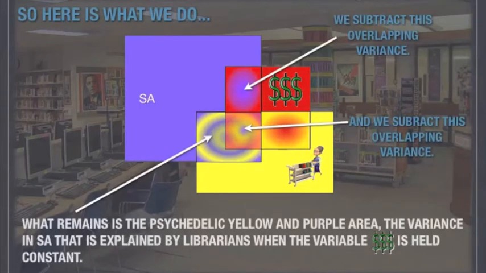So here's what we do. We take that overlapping variance between money and student achievement, and we subtract it. Then we subtract the overlapping variance in the very center, the variance in the three-colored box. What remains is the yellow and purple area, the variance in student achievement that's explained by librarians when the variable money is held constant. And here's what it looks like.